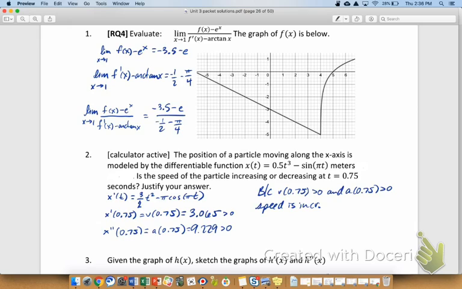I think number 1 is negative 3.5 minus e over 1/2 minus pi over 4. Full disclosure, I tried to make number 1 sort of look like a L'Hopital's rule, but it wasn't really L'Hopital's rule. So I did try to mess with you a little bit to see if you would just assume that it's L'Hopital's, but it's definitely not.